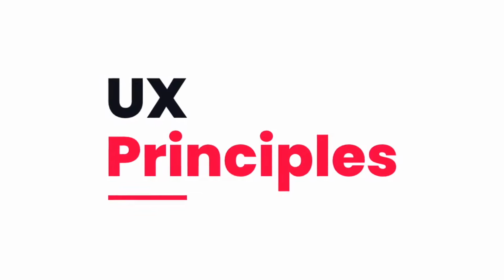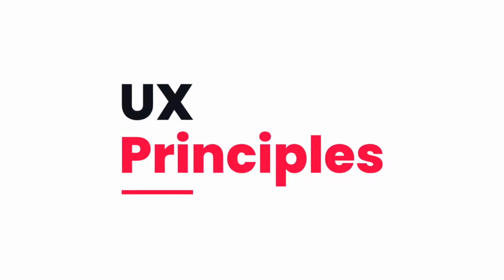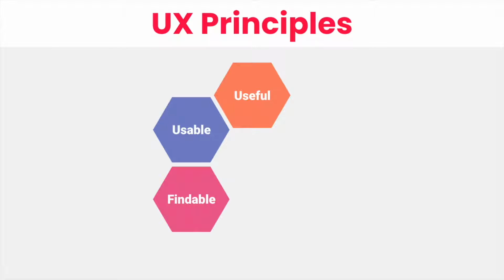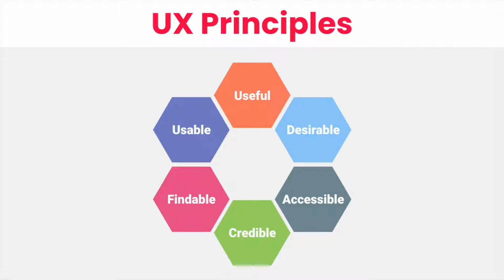UX principles. Let's understand 7 UX principles: useful, usable, findable, credible, accessible, desirable, and valuable. Useful. Your content should be original and fulfill a need.